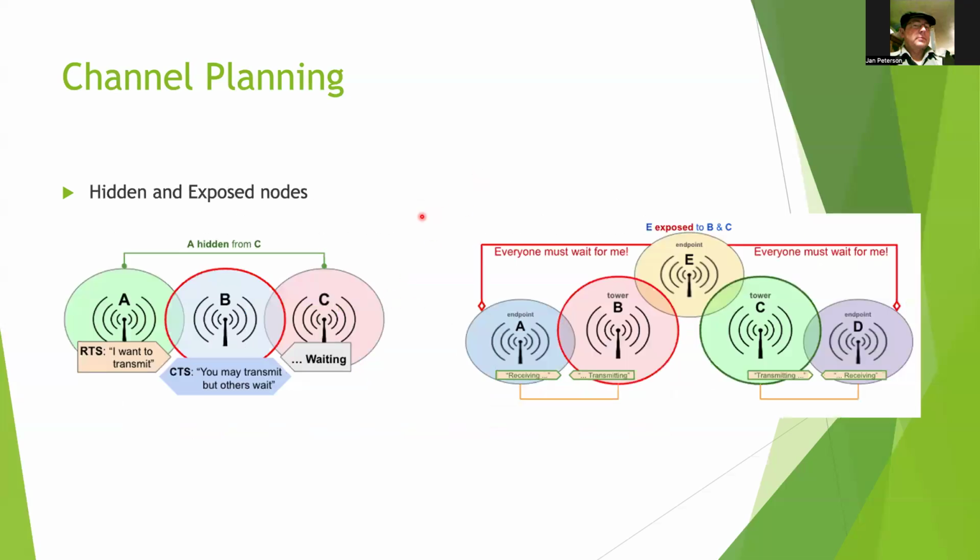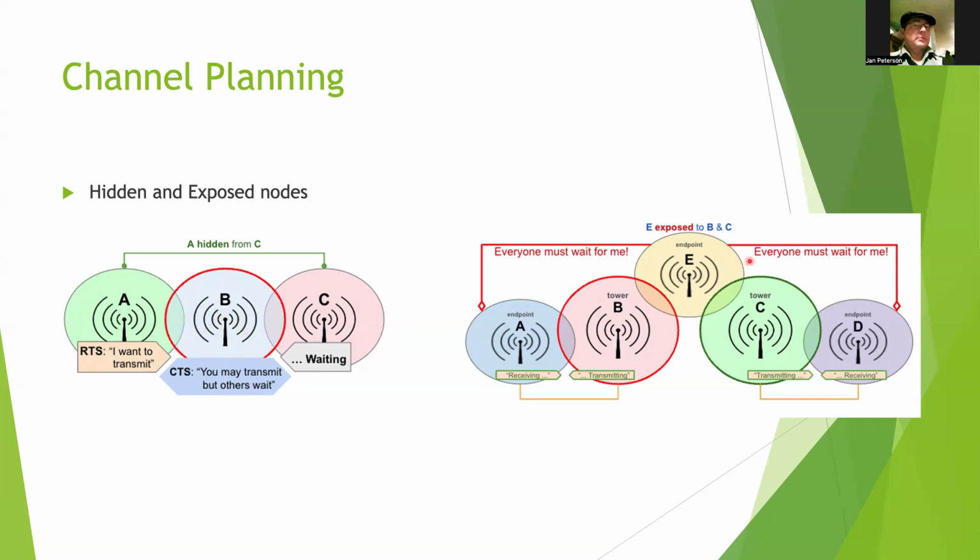Another thing to consider is this concept of hidden and exposed nodes, right? So if these nodes are all on the same channel, but A is farther away from C and can't really see him, he wants to talk, he's got to talk through B to do that. So if C hears B send out a CTS for A, C will know not to talk for a little while because A is going to be using the channel and B can only handle one at a time, right?